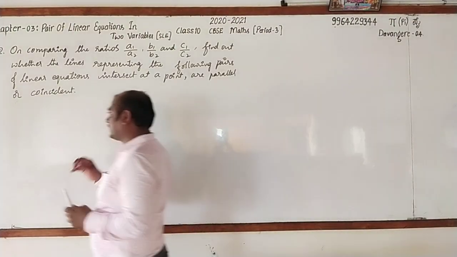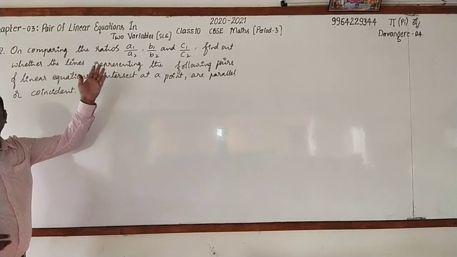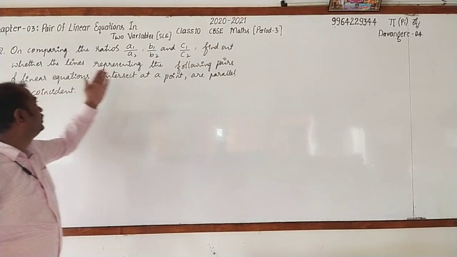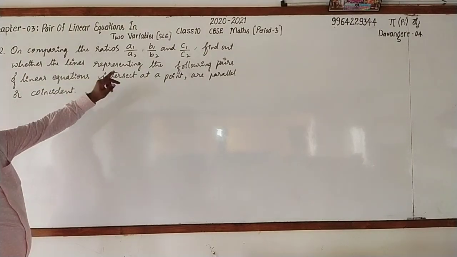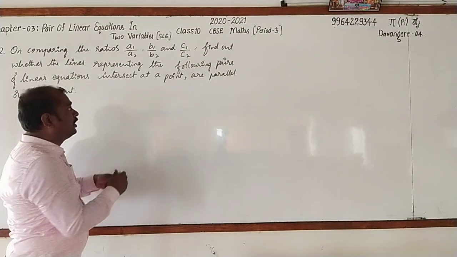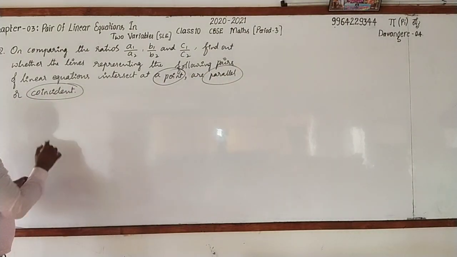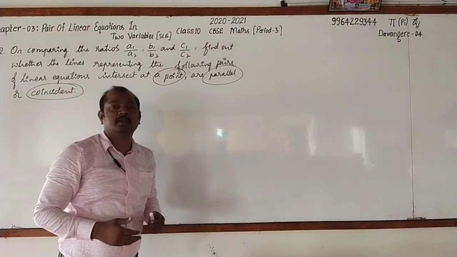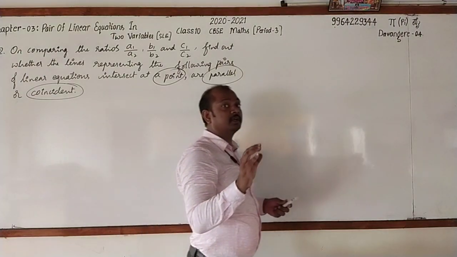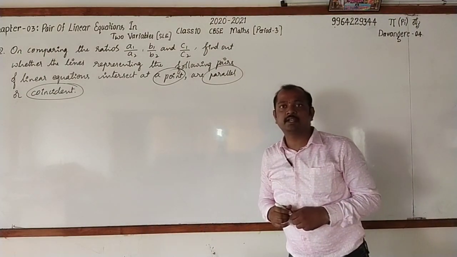Go through the second item. It has been given that on comparing the ratios A1 by A2, B1 by B2 and C1 by C2, we have to find out whether the lines representing the following pairs of linear equations intersect at a point, or are parallel, or coincident. Now, let us go for taking the equations. Before that, once we shall recall the conditions for intersecting lines, parallel lines and coincident lines.